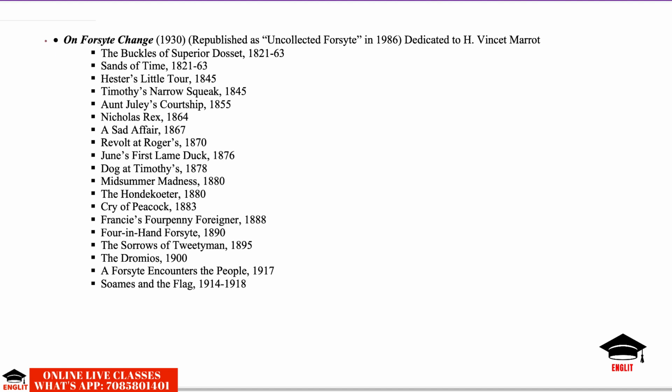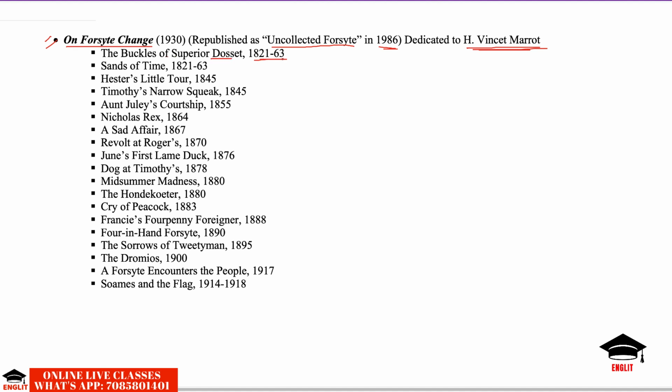Now the most important collection is On Forsyte 'Change. That is a part of the Forsyte Chronicles. These were published as Uncollected Forsyte in 1986 as well. Why uncollected? Because they were previously published in some or other publications. So when it was finally compiled, they were published as On Forsyte 'Change. They were dedicated to H. Vincent Marrett. The stories like The Buckles of Superior Dorset.